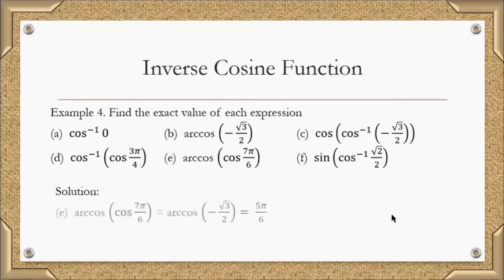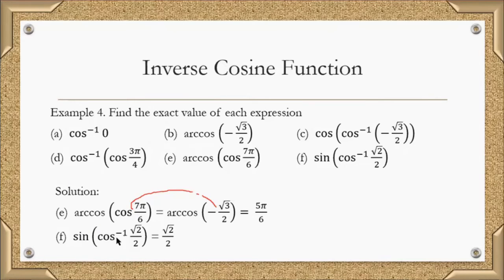Next, letter E. Arc cosine of cosine 7 pi over 6. Ang 7 pi over 6, pag kinuha natin sa degree measure, yan ay 210. Then, ang value ng cosine 210 ay negative square root of 3 over 2. Then, pag kinuha mo yung inverse nun, arc cosine ay magiging 5 pi over 6.